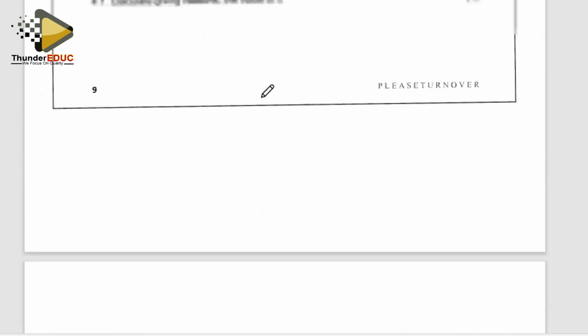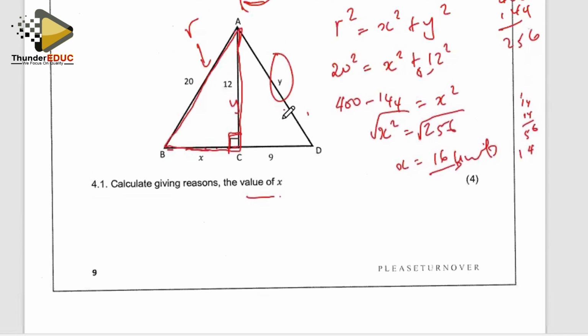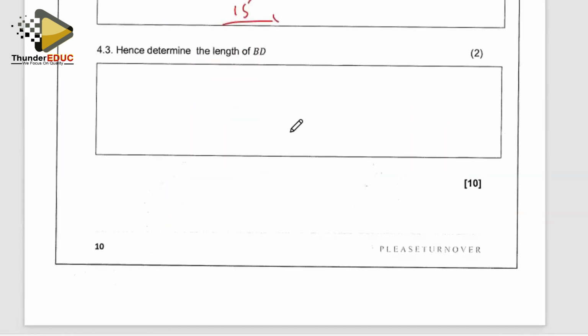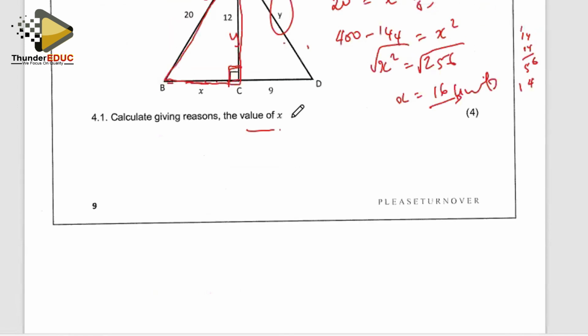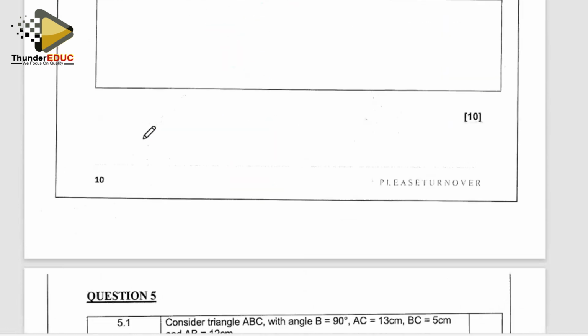All right, then hence determine the length of BD. So we know that BD is the total distance. BD is BC and then CD. We already have this as 16. So which means our BD is going to be 16 plus 9, which must give us 25 units.